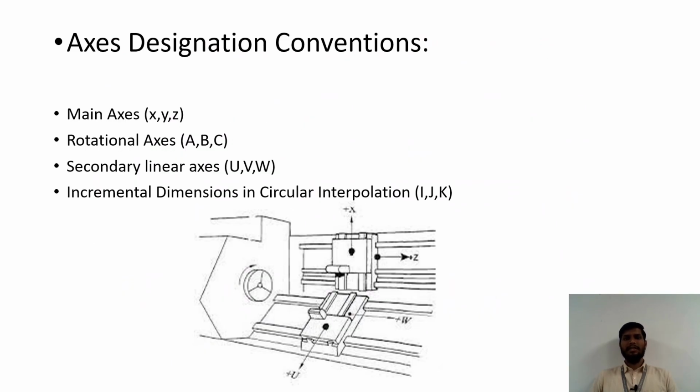Axis designation conventions. On CNC machine tools, different types of nomenclatures are given for the axes. For the main axes, the conventions are X, Y and Z. For rotational axes, the nomenclatures are A, B and C. For secondary linear axes, the nomenclatures are U, V and W. And for incremental dimensions in circular interpolation, it is I, J and K. Here in this figure, we can see X, Z, U and W sign conventions. Further, we will see it in detail.